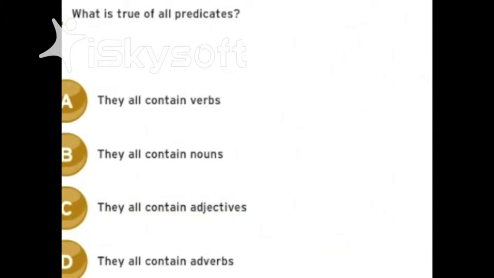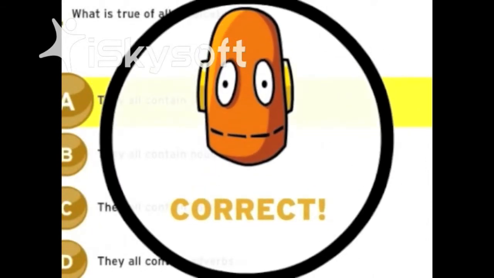What is true of all predicates? This is number 4. A, they all contain verbs. B, they all contain nouns. C, they all contain adjectives. D, they all contain adverbs. Write down your answer. A, they all contain verbs.